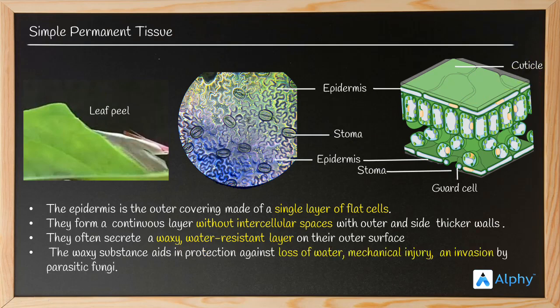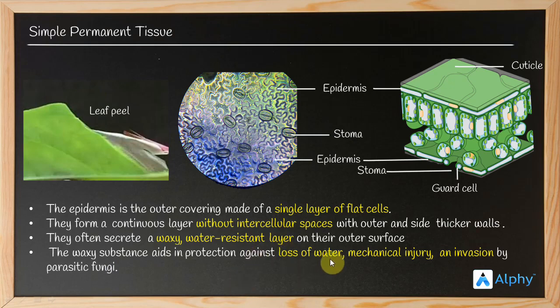Moving on. The waxy substance aids in protection against loss of water, mechanical injury and invasion by parasitic fungi. Now, cuticle is the outermost covering of epidermis and what is the purpose of cuticle? Protection, right? Loss of water, mechanical injury, and invasion of parasitic fungi, right? So the parasitic attack, right?